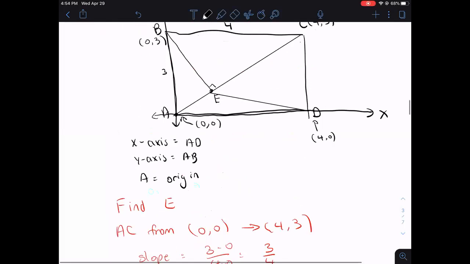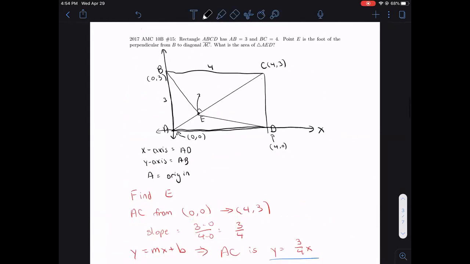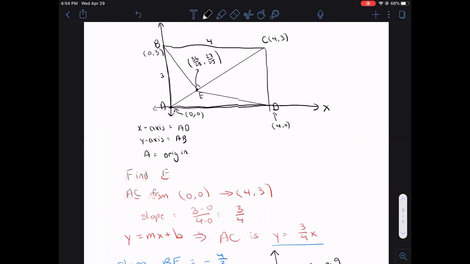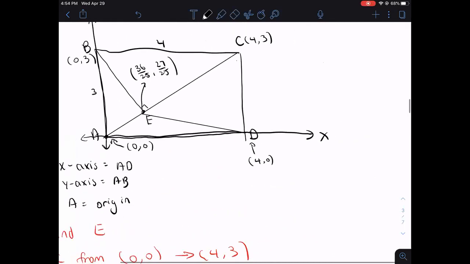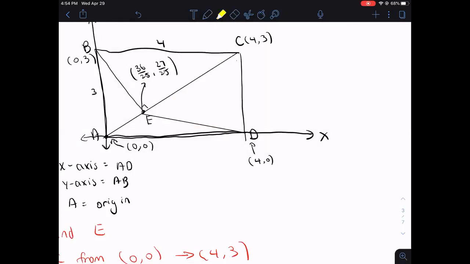So we have this to be, I forgot it. Okay. 36 over 25, 27 over 25. And we notice that this isn't very nice. I mean, it's not terrible, but it isn't terribly nice as well. So one might go to use shoelace immediately, but we can notice what they're actually asking for. They're asking for the area of AED, which I'm coloring in right now.